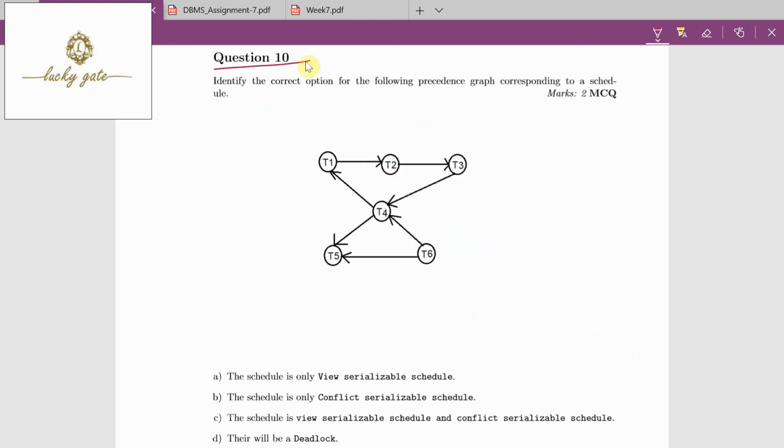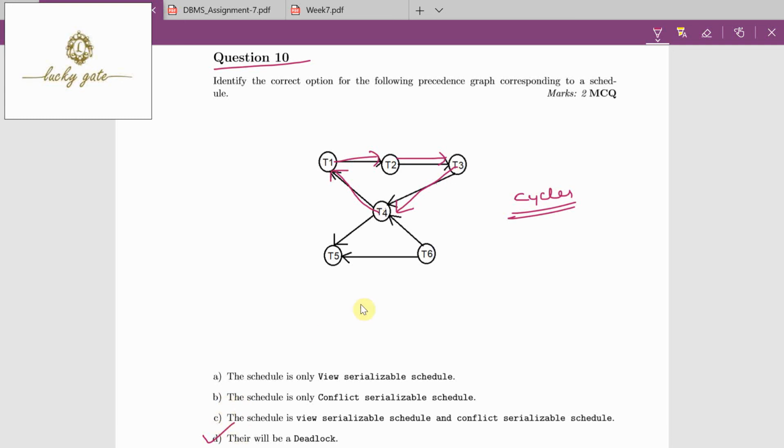Question number 10. Identify the correct option for the following precedence graph corresponding to a schedule. Here, observe the precedence graph. If a precedence graph is given, first we have to look for cycles. Do we have any cycles in the graph? Observe carefully. T4 to T1, T1 to T2, T2 to T3, T3 to T4. So here we have a cycle. Because a cycle is there, it is not conflict serializable. And because a cycle is there, there is a possibility of deadlock. Then the answer for question number 10 is that there will be a deadlock situation in the schedule.